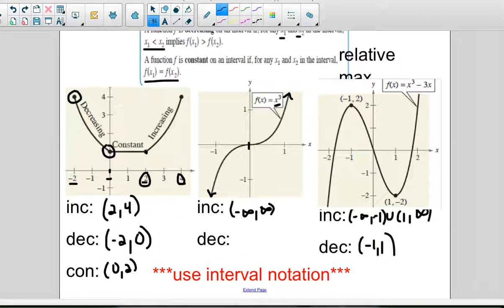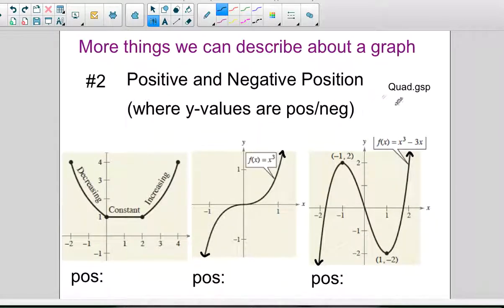Okay. And then the other characteristic that might be new for us today is positive and negative position. Which is basically where your y value is positive and negative. And again, you label it in interval notation with the x's, but you're looking at where the y's are positive. So if you think about this one, right, this is my x-axis. If it's above the x-axis, then all the y values are positive. So this one, even though it decreases and is constant and increasing, none of it matters for positive and negative position.